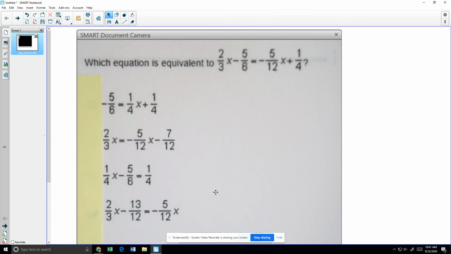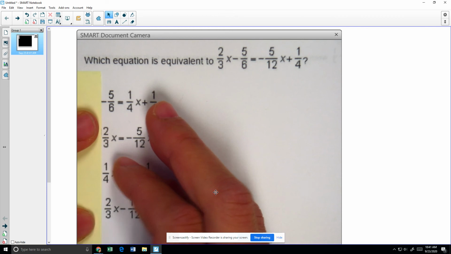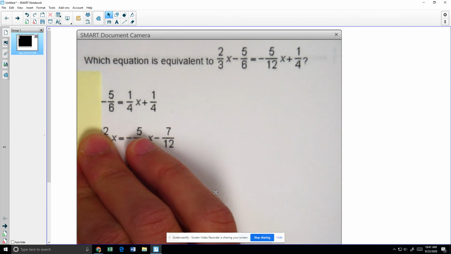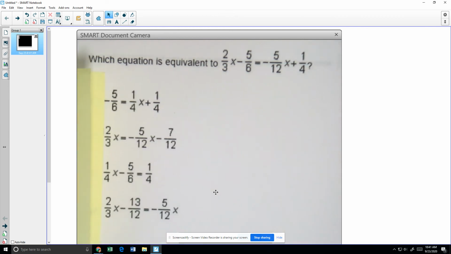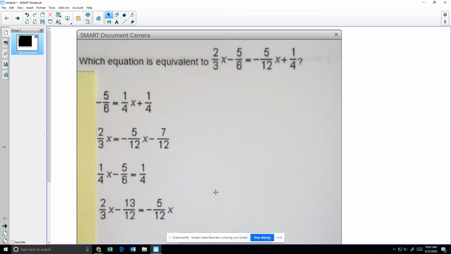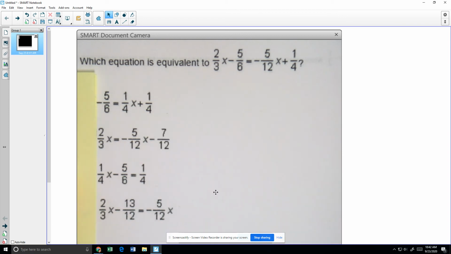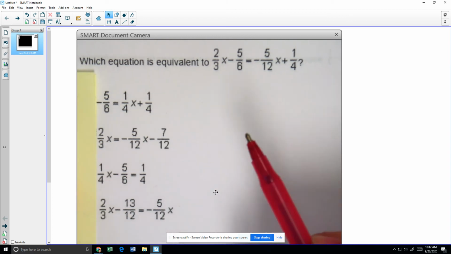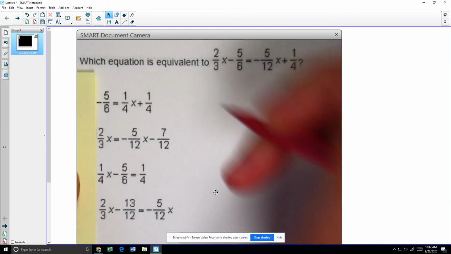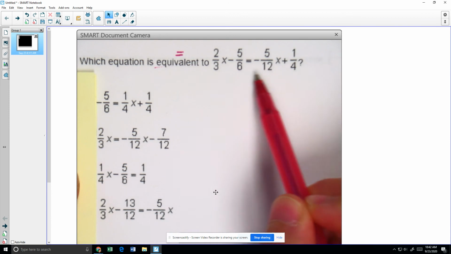So guys, you don't have to write this down, but I do want you to listen and try to absorb and understand. And I, of course, have the answer blocked out because I want you to think about it first. Let's do it together. Okay, so which equation is equivalent? Remember, when we say equivalent, what does that mean? Brooke? Yeah, equivalent means equal. So which equation is equal to this one?